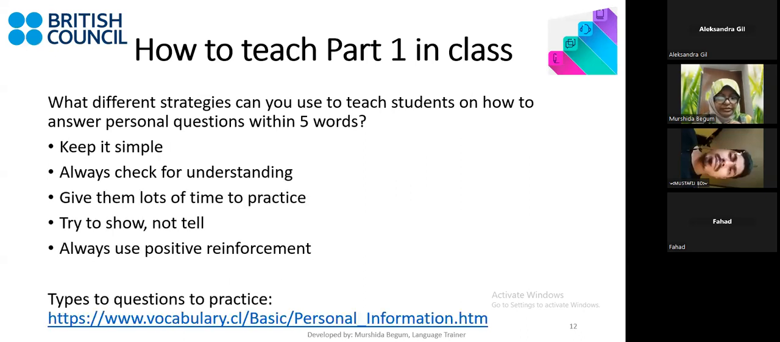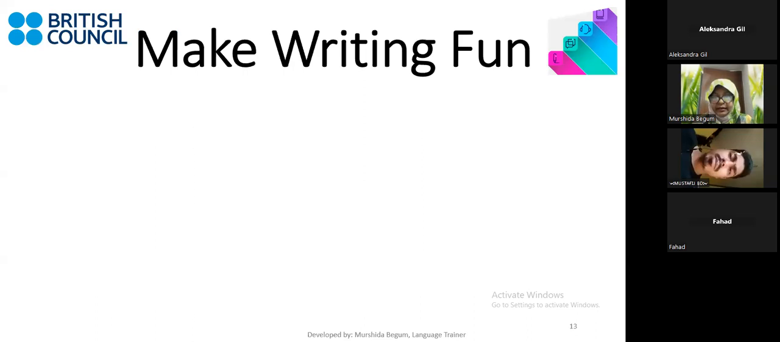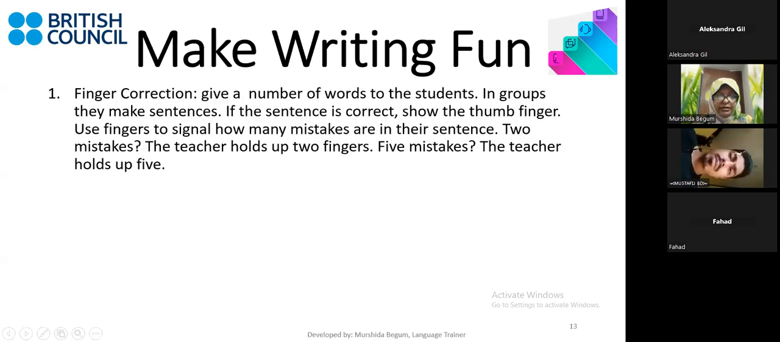And that's the website. Writing, and make writing fun. So how can you make the first part fun? We can have a classroom activity like finger correction. This is called finger correction, which is you give a number of words to the student, and in group, the students make sentences with those words. If the sentences are correct, you can show your thumb finger.